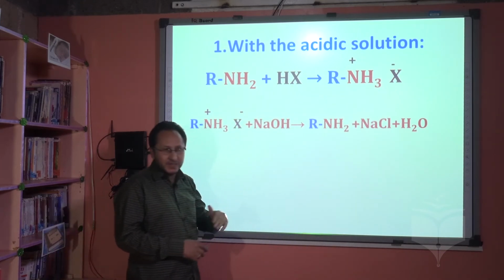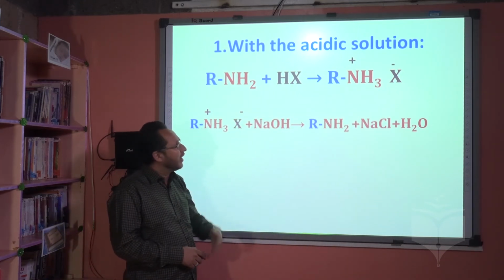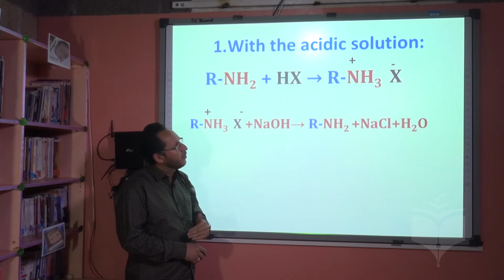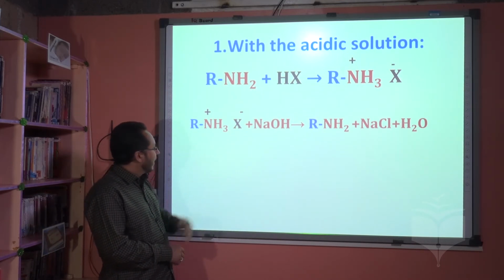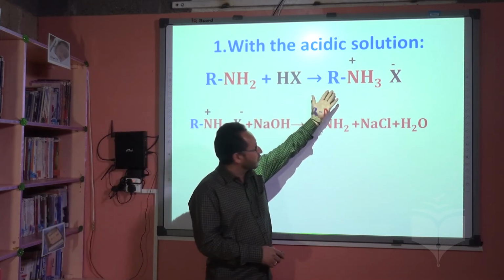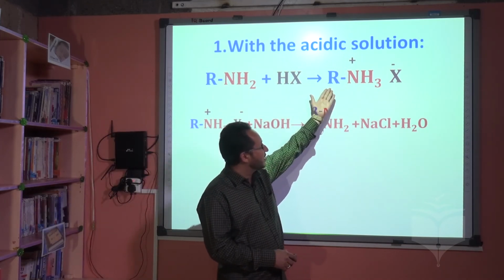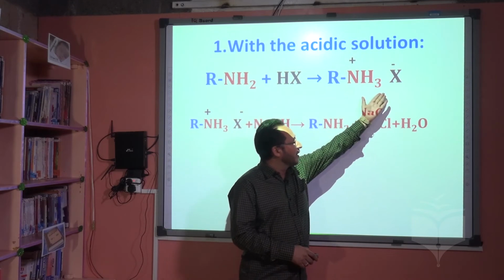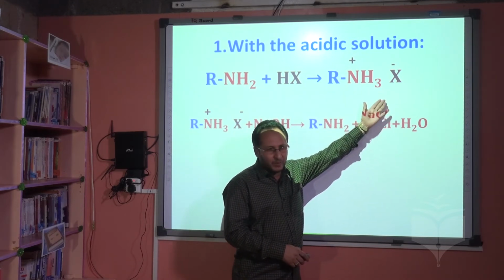So X means chloride ions or bromide ions or any negative radical. Here we have the salt. We call it the form of the salt. So this is the alkyl ammonium chloride, or halide, or bromide.